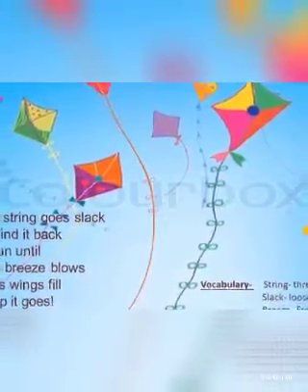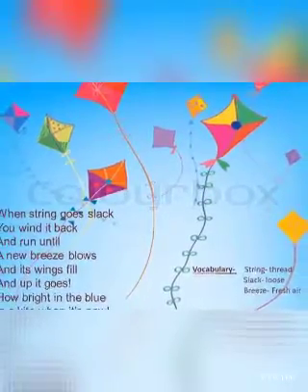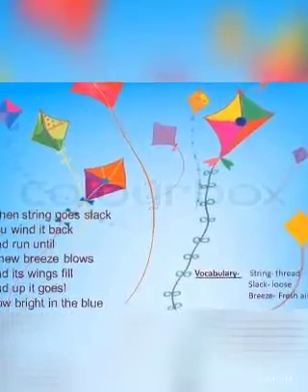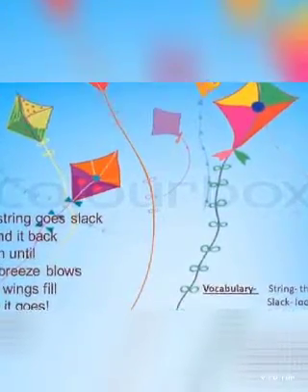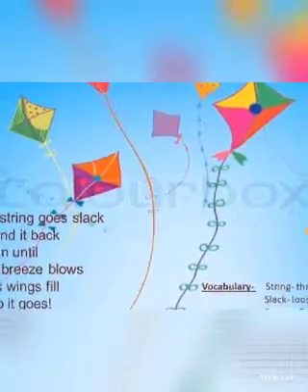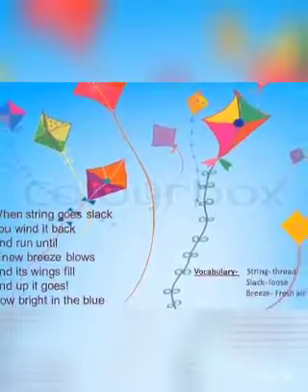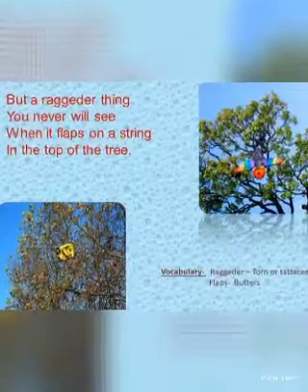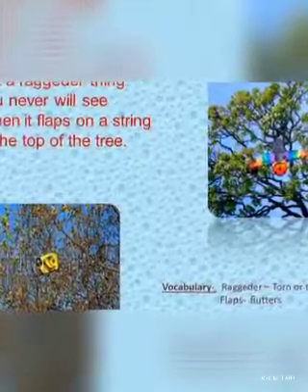And next stanza, and its wings fill and up it goes. How bright on the blue is a kite when it's new. Here again the poet repeats the starting line of this poem, but the difference is that in the earlier lines the poet talks about the beauty, the movement of the kite, the craze of the kite. But here in the last four lines: but a raggeder thing you never will see when it flaps on a string in the top of a tree.